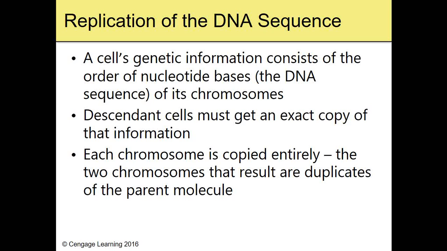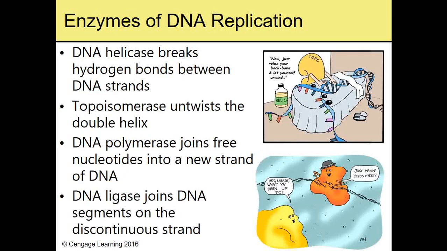So each chromosome is copied 100% in its entirety. And the 2 chromosomes that we get as a result of this are going to be exact copies of one another. And again, it's very important that this is exactly the same. If we get too many crazy looking mutations in there, that can cause cancer, it can cause our proteins not to work properly, and in some cases that can be fatal. So we want to make sure that we have an exact copy of our DNA.